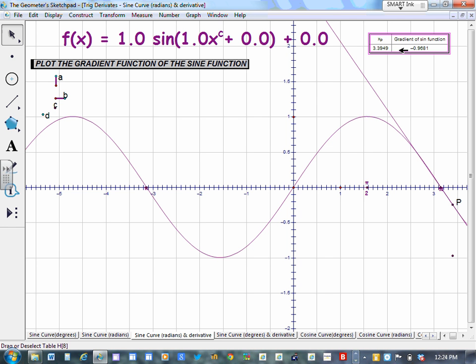So what this dynamic sketch will do is plot the gradient function, the slope function, or the derivative function to the sine function. So the independent variable will be x, whereas the value that gets plotted for the independent variable will be the slope, or the gradient of the sine function. So let me hit the animation button here, and let's just see what happens.